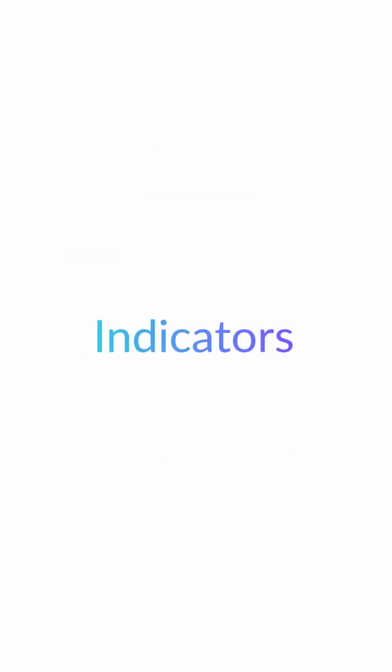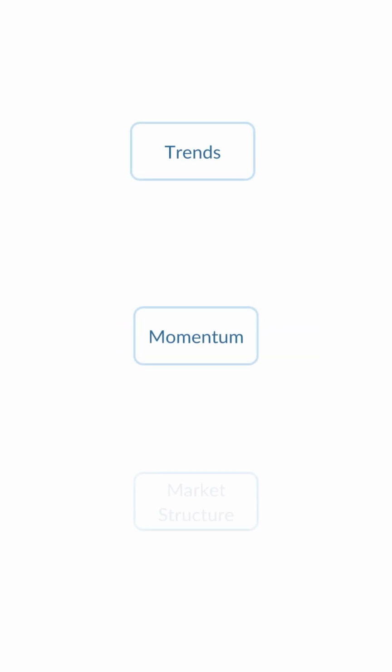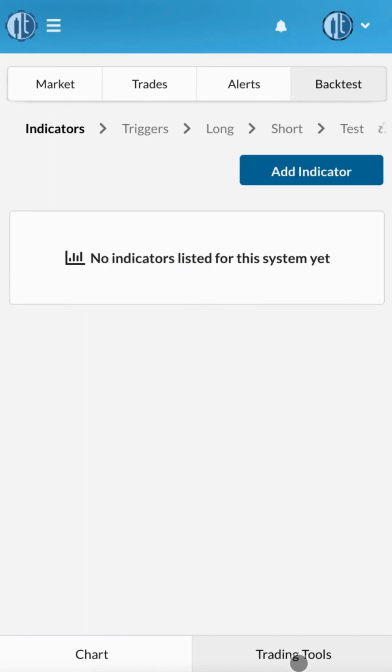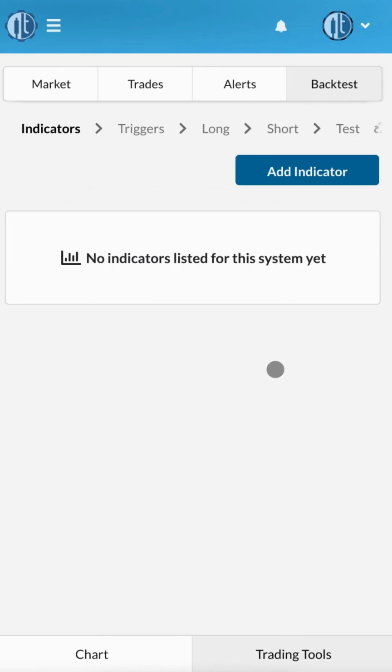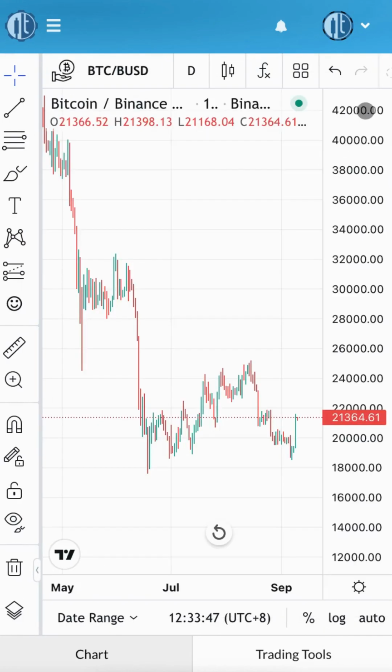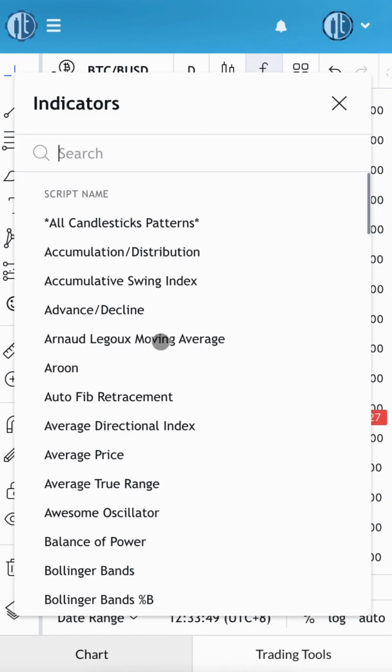Indicators are mathematical computations plotted as lines or symbols on a price chart that help traders identify trends, momentum, and market structure. The first step in creating an automated trading system is to select several indicators, charting patterns or candlestick patterns. To do so, click the Add Indicator button in the Trading Tools section or directly within the charting area.